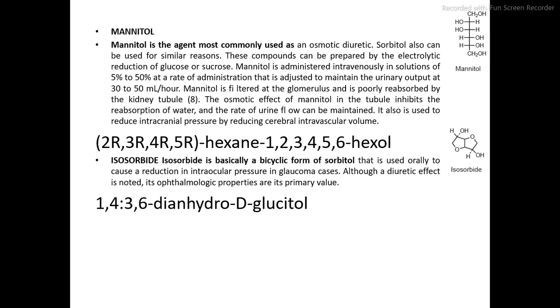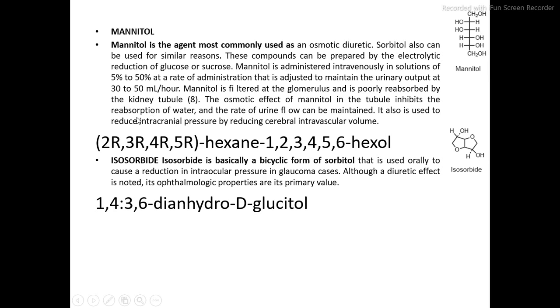So mannitol is an osmotic diuretic. This mannitol is synthesized by the reduction of glucose or sucrose, and it is given by the intravenous route. Once we administer mannitol by the intravenous route, it maintains the urinary output around 30 to 50 ml per hour. So how does it work? Once it produces osmosis, it excretes the electrolytes from our body. So that is what about the osmotic diuretics.